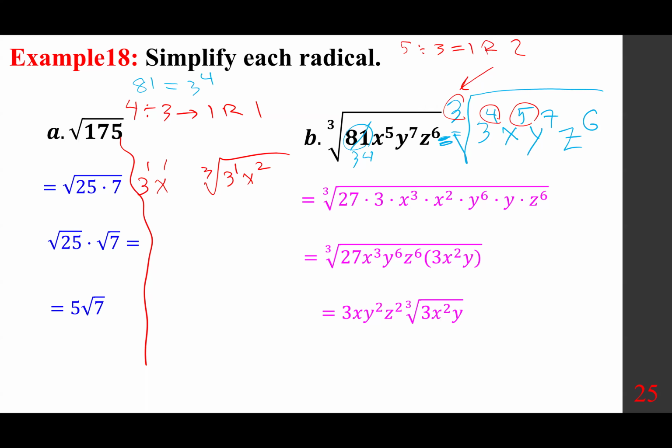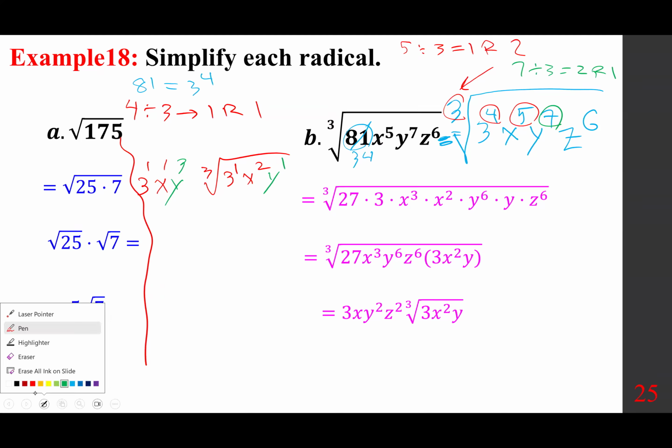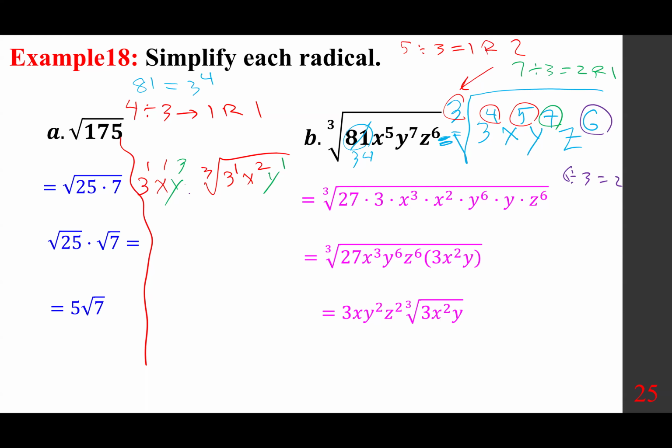Then number 7, 7 divided by 3 is 2, remainder 1. So y to the power of 2 out, y to the power of 1 in, and finally, let me use a different color. 6 divided by 3 is 2, so z squared out, and there is no remainder. And I hope you see, and then I'm going to rewrite it. It becomes exactly what we have here.